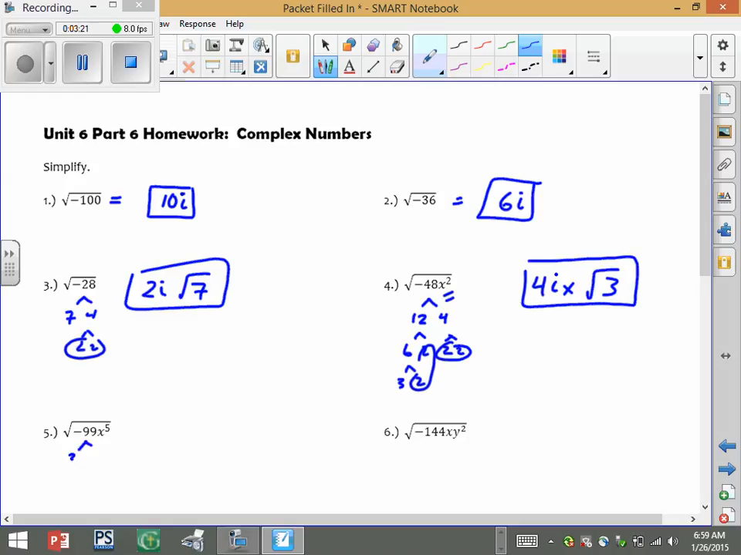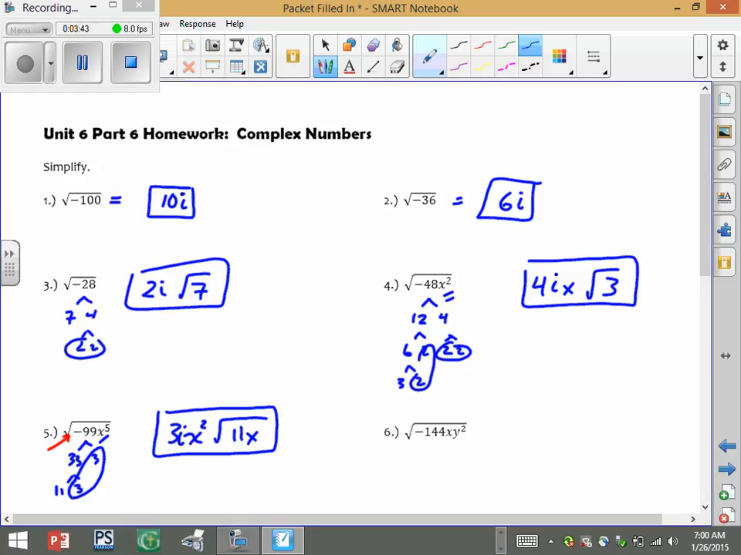99 is 33 times 3. And then we have 11 times 3. So there's a 3 that comes out. And 11 gets left behind. 5 x's, which means 2 come out. 1 gets left. And again, we started with this negative underneath this square root. So we got to put i outside to get rid of the negative.